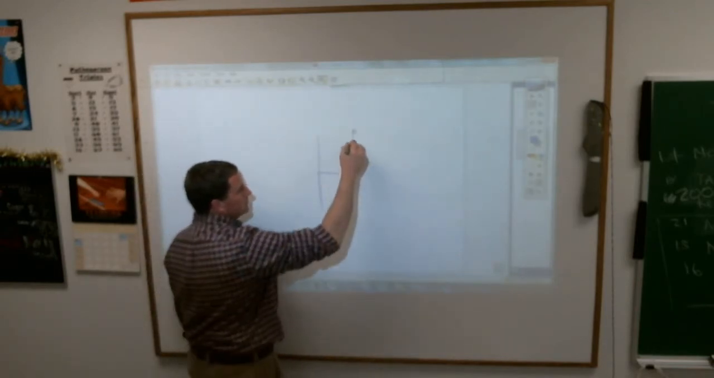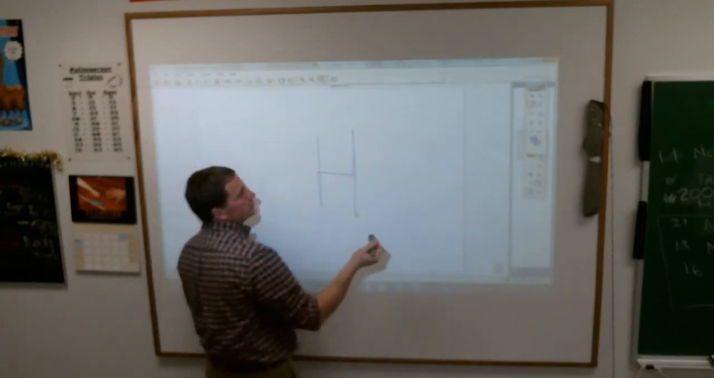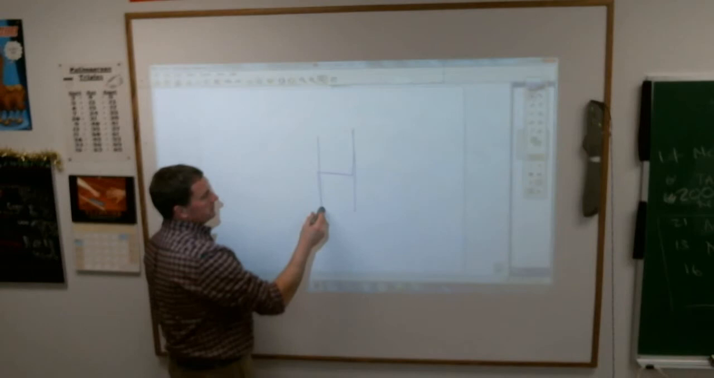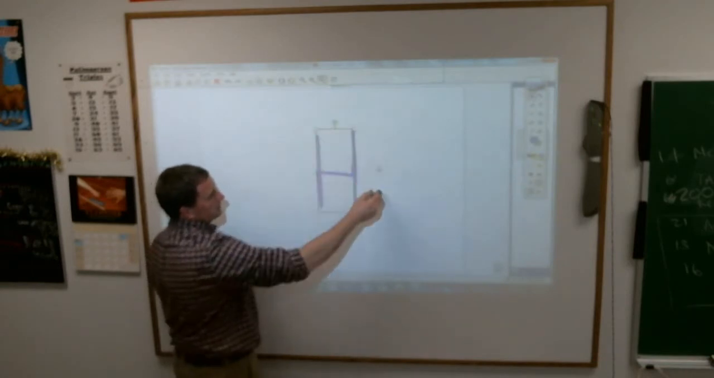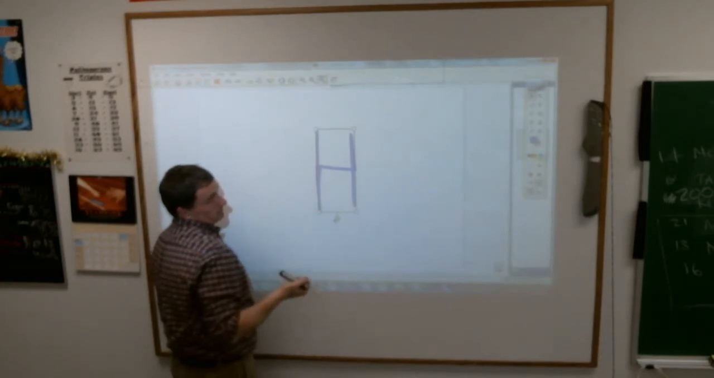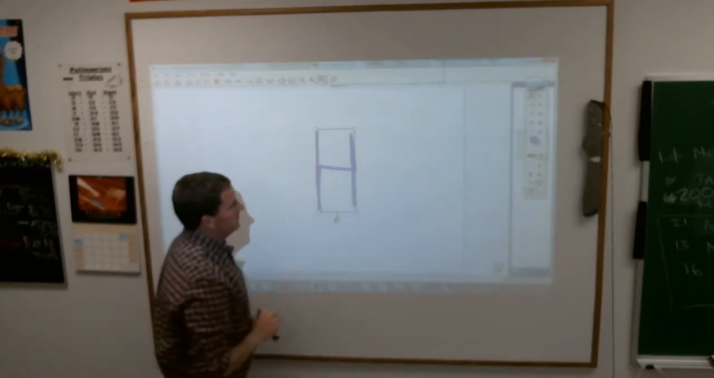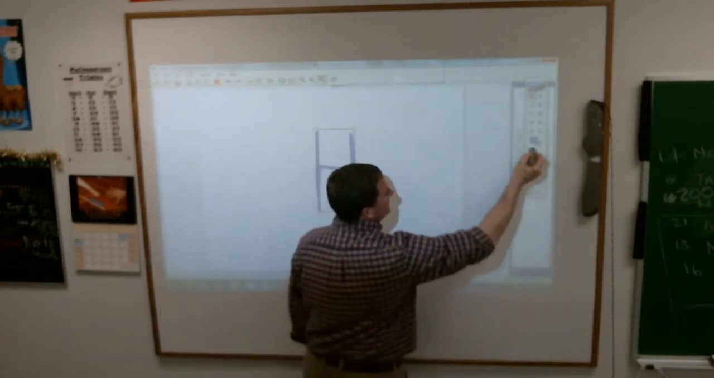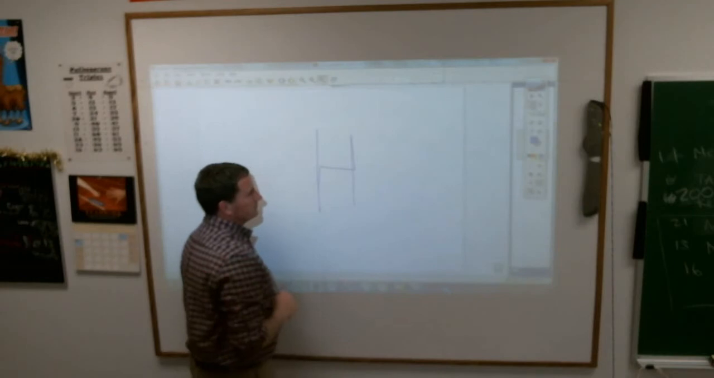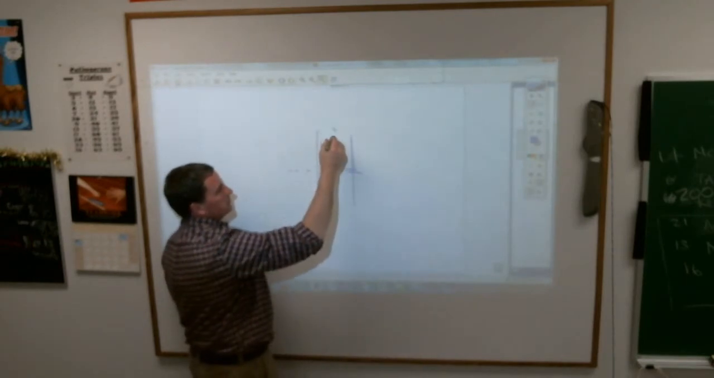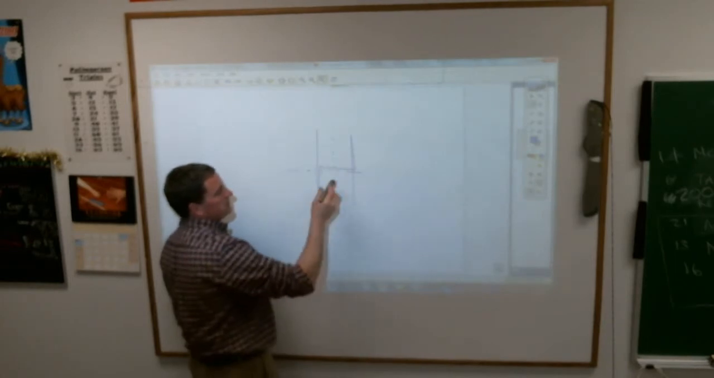Rotational symmetry? Yes, because when you turn it to here, it is the same letter H as it was before. How many lines of reflective symmetry does it have? You could split it like this. You could split it like this. Can I split it like this? No.